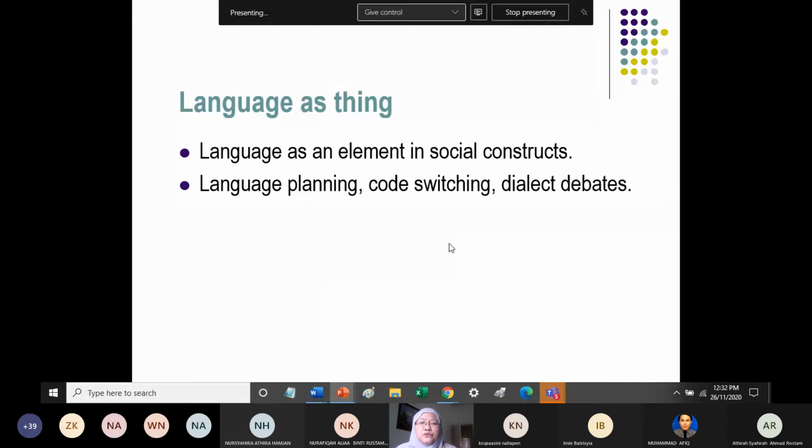So we code switch means we speak in one language, and then we transfer to another language. We move on to another language. And this one we will see. This happens lah. And then dialect debates. Dialect debates means which dialect should we choose? Variasi bahasa apa yang kita perlu pilih untuk menjadi bahasa baku? In a particular time, there was some discussion about which dialect of the Malay dialect should be bahasa baku.